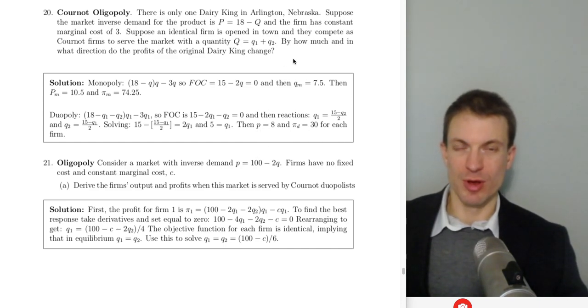So what's going to happen? Well, profits are going to be lower. And by how much? Well, 74.25 minus 30. So they're going to be lower by 44 and a quarter.